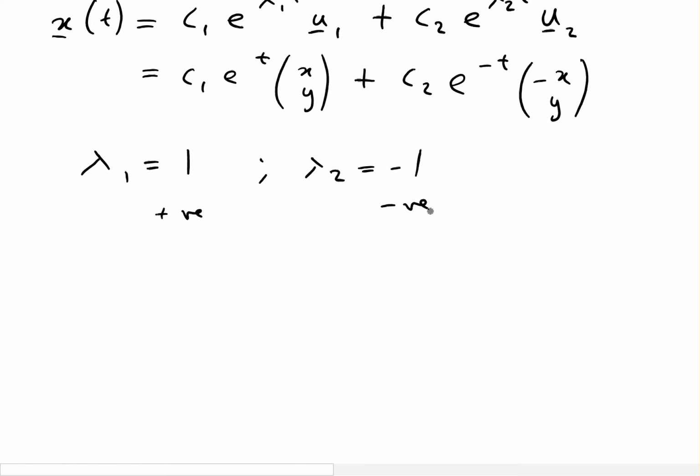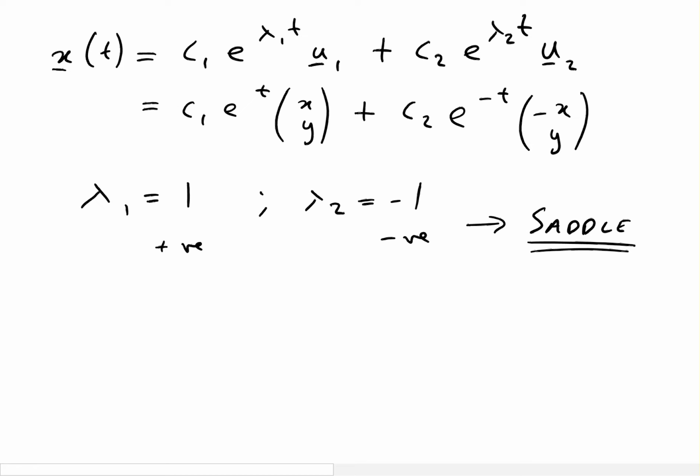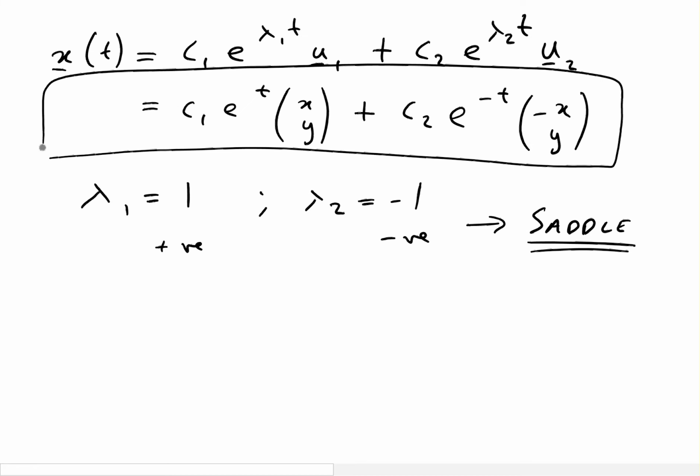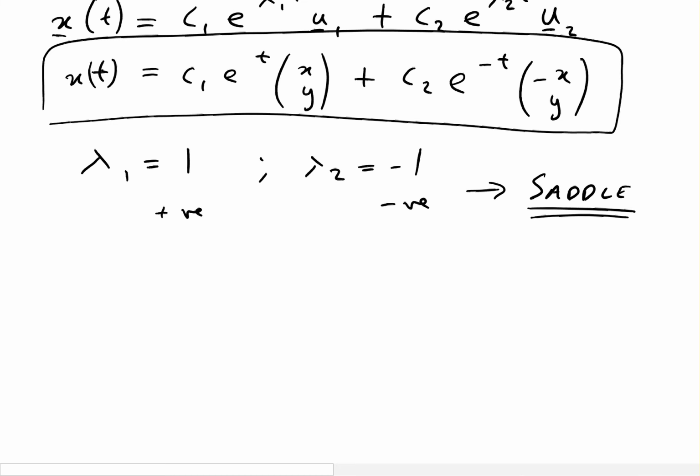Well, look, this one's positive and this one's negative. And if you remember, we go back to our case: when they're both real numbers, one's positive, one's negative, that will always correspond to a saddle point. Okay, it's just basically what the saddle point is going to look like now. And we're going to use this general equation here to work out what's going to happen as t tends to infinity.